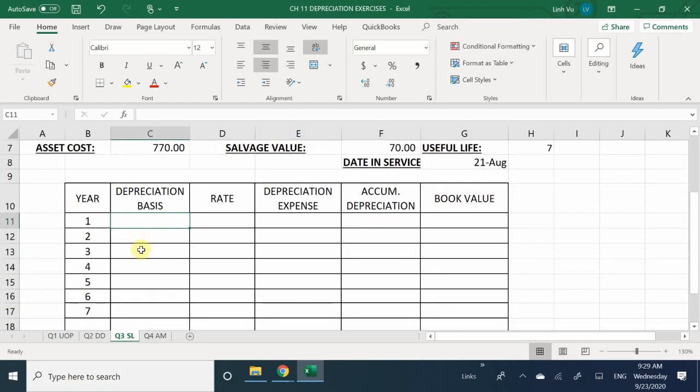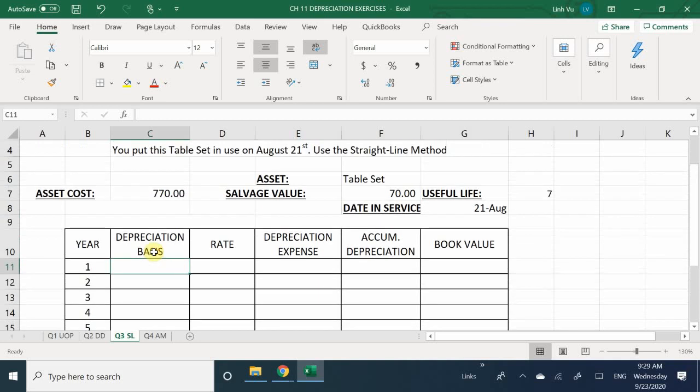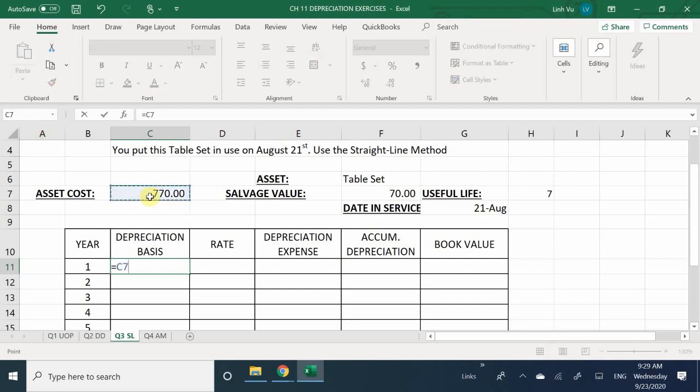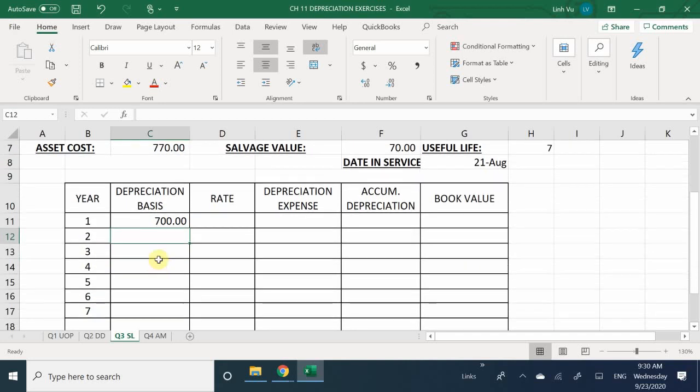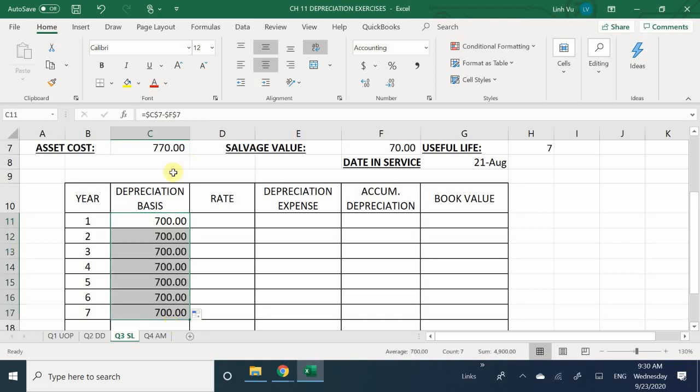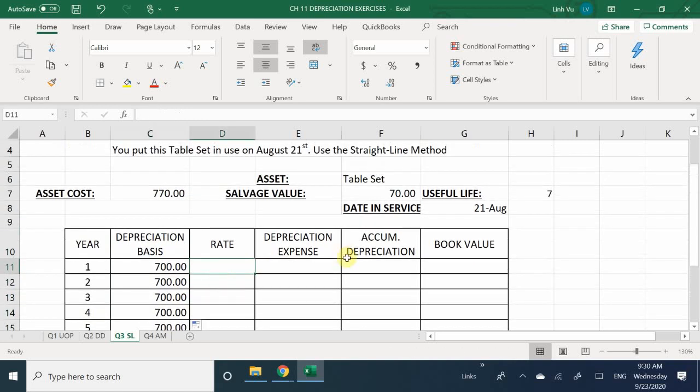So what is the depreciation basis going to be for the first year? I got 700. It's going to be 700, right? We're going to take our asset cost, and we're going to subtract our salvage value, which gives us 700. Now, what do we know about the depreciation basis? It's always going to be the same till the end. Good. So here, 700 all the way down. What's my rate going to be?